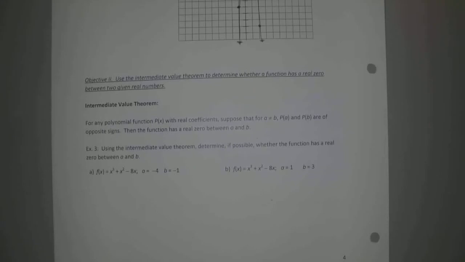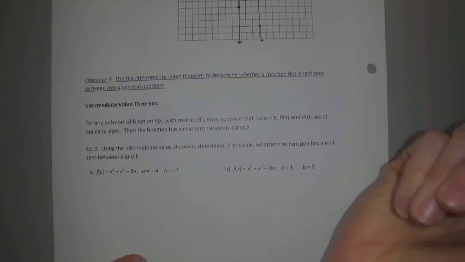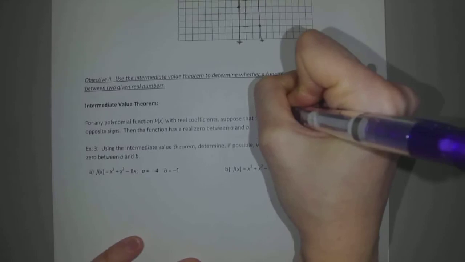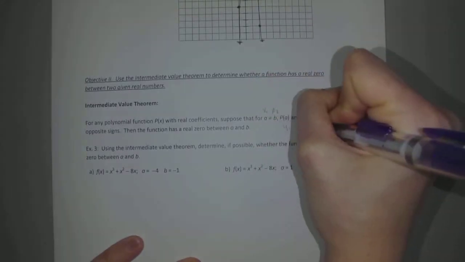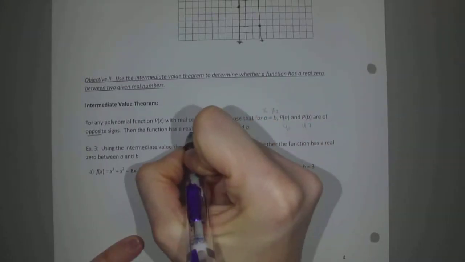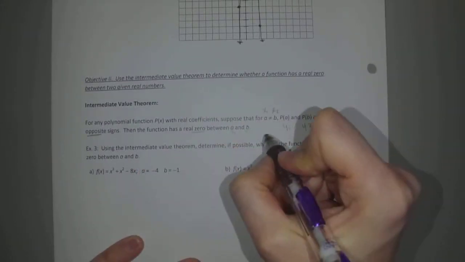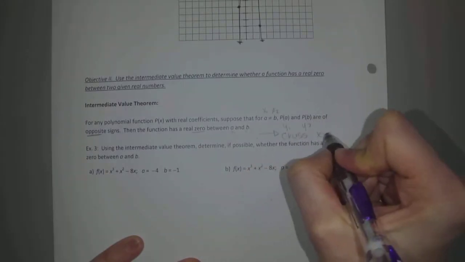So it says for any polynomial p of x that has real coefficients, where one x is a and one x is b, but they're not equal to each other, then if the two y values, so that's what p of a and p of b mean, are opposite signs, meaning one is positive, one is negative, you've crossed the x-axis. And therefore you have a 0 between a and b, okay? So just think of this as if you have two values x1 and x2, and y1 and y2 are opposite signs, then we're going to have a 0 between x1 and x2. AKA, guys, we cross the x-axis.